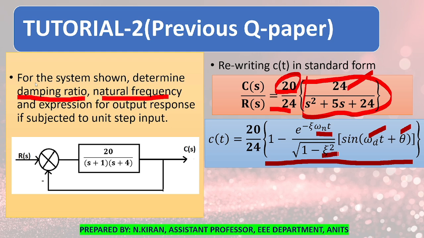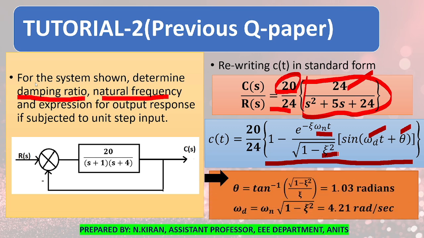We need to know these values. So zeta we already found out, omega n also we have found out, and omega d is nothing but omega n into root over 1 minus zeta square. That will give me the value as 4.21 radians per second. Okay, so theta is nothing but tan inverse of root over 1 minus zeta square by zeta. Remember, the answer that you get when you do it in the calculator will be in degrees. You need to convert that into radians. So on converting into radians, I get the answer as 1.03 radians.